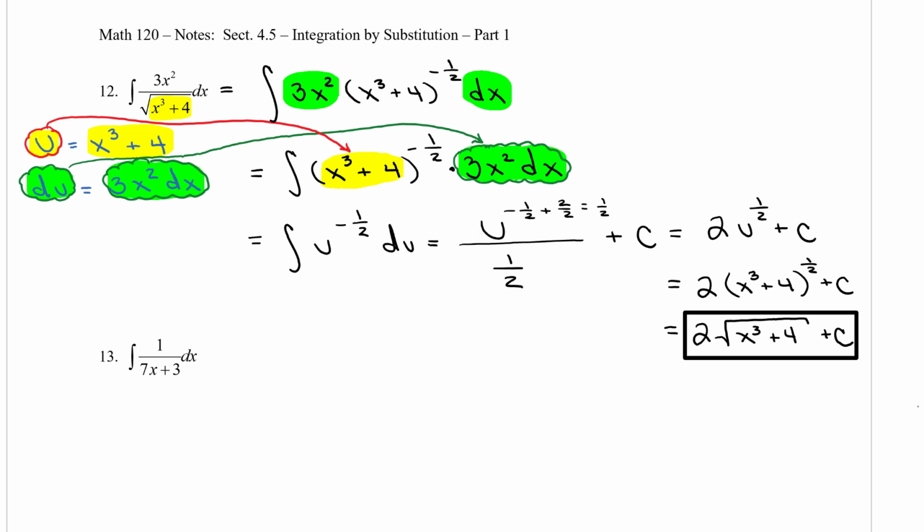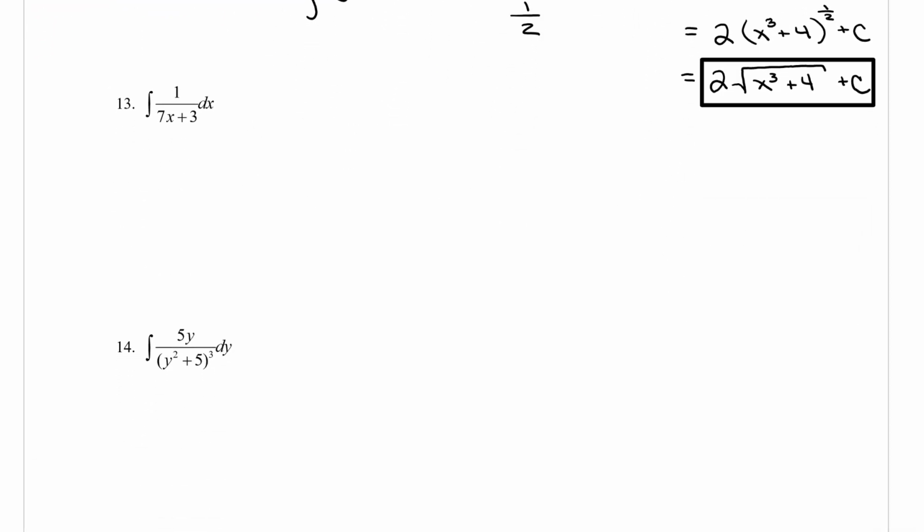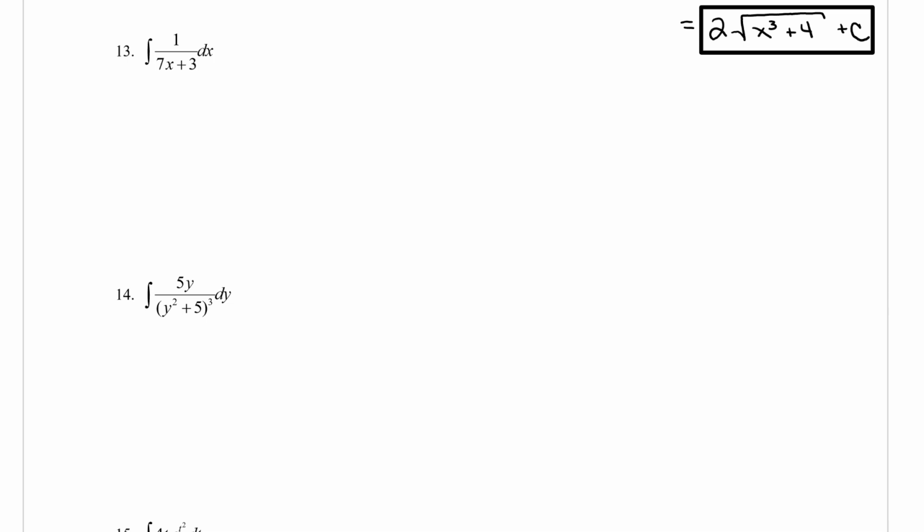Number 13, the integral of 1 over 7x plus 3 dx. So I think by now you've discovered the importance of identifying the correct inner function. Here our inner function is going to be that 7x plus 3. So we're going to set u equal to 7x plus 3. du is going to be equal to 7 dx. I'm going to have to solve for dx in this case, so we're going to divide both sides by 7. So it'll be 1/7 times du is equal to dx.